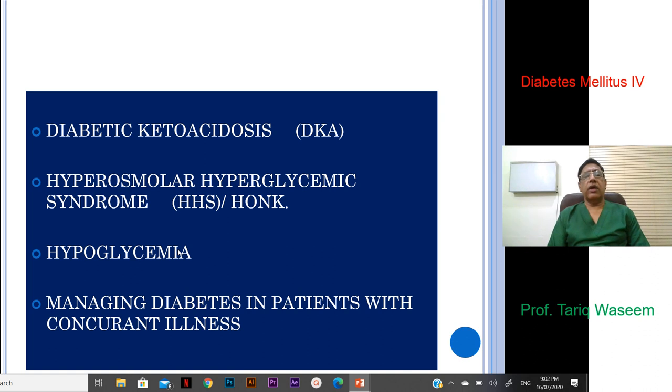So we are talking of three common situations which can present acutely with diabetes, and they include diabetic ketoacidosis and hyperosmolar hyperglycemic states or hyperosmolar non-ketotic coma. A third example, the patient who is diabetic on oral hypoglycemic agents and was unduly arguing with sweating, is because of hypoglycemia, so that sometimes becomes a medical emergency. And then managing a patient of diabetes with concurrent illness or acute emergencies.